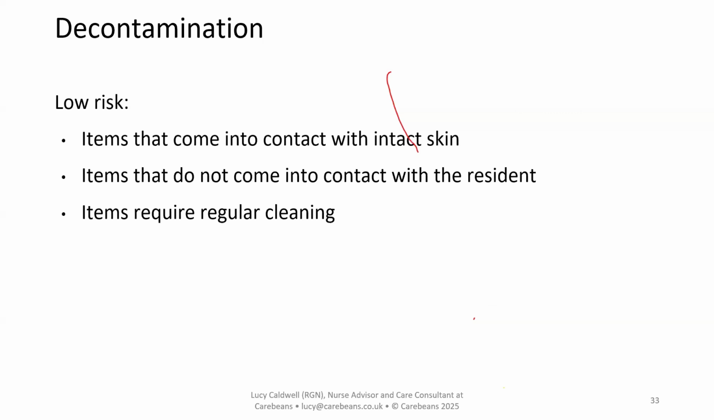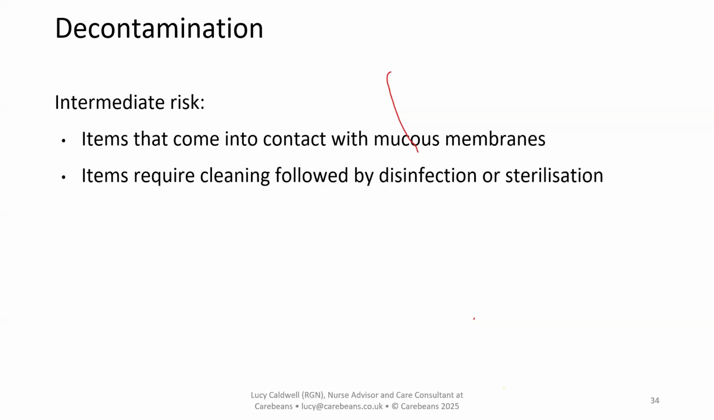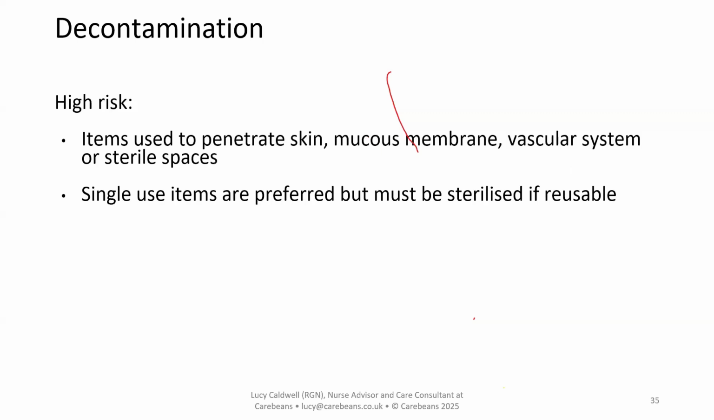So it would be fine to clean those with soap and water. Intermediate risk, so things that would perhaps require more sterilisation, would be items that come into contact with mucous membranes, for example. And then high risk would be items that are used to penetrate the skin. So needles, for example, or the mucous membrane or the vascular system, or anything in sterile spaces.